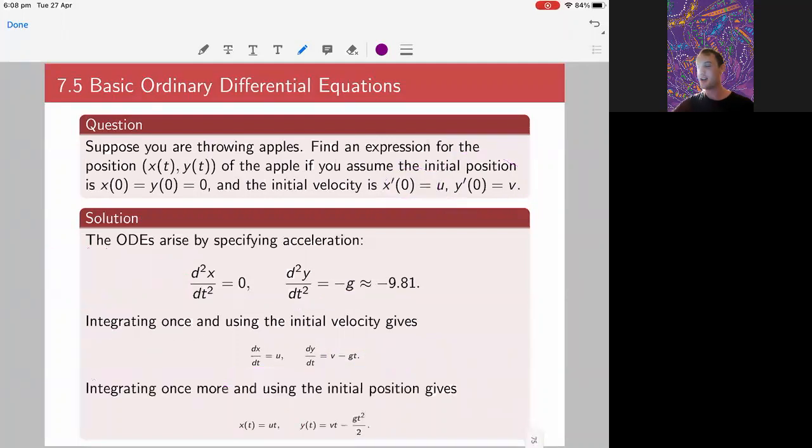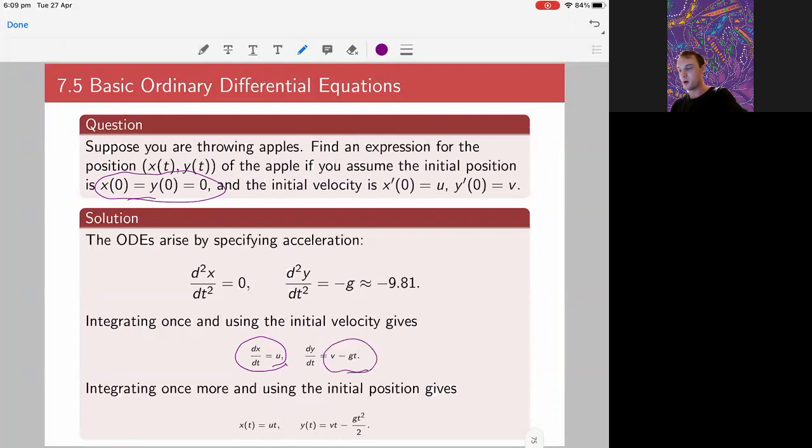So now let's integrate once more. The derivative of x is equal to u. So one particular function that will solve that problem is just multiplying that number by t, because the derivative of ut with respect to t is exactly u. Now remember, we've got a plus c lying around, but that plus c equals 0 because we're specifying that the displacement is initially 0. So that's great. What about the y one?